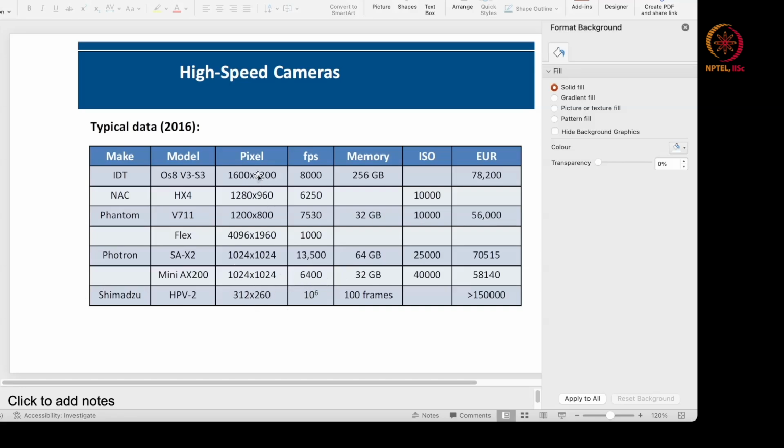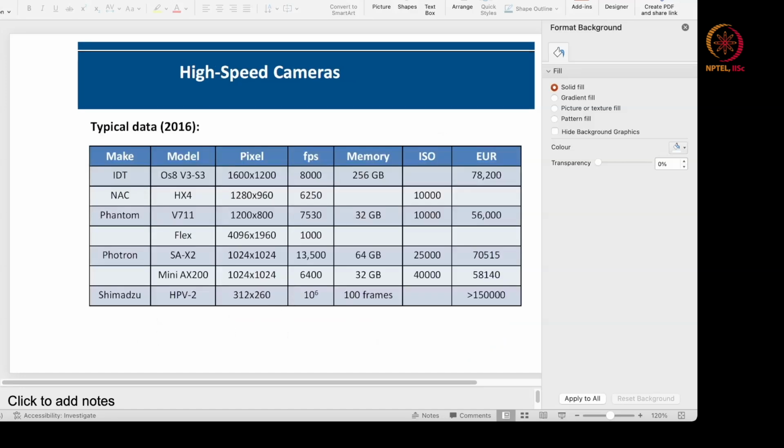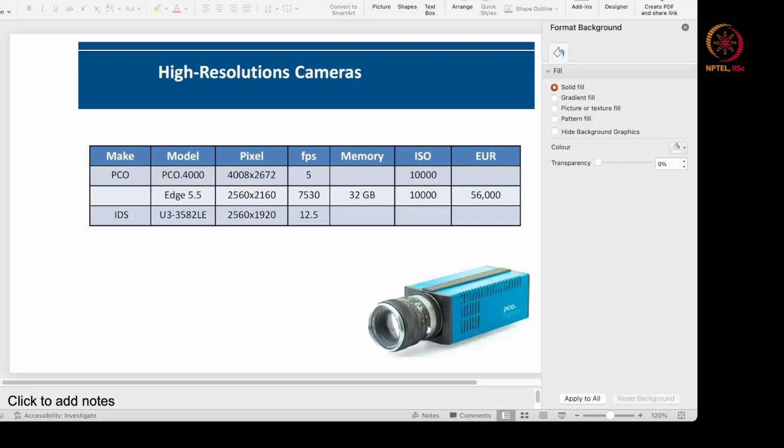See, all these cameras, even at reduced resolution, like I showed over here, can go up to very high framing rates, but not 1,000,000 frames per second, right? There are high-resolution cameras as well. For example, the PCO 4000 is about 4 megapixels, so 4000 by 2600 pixels. The FPS is rather low, 5. It takes images at 5 frames per second.